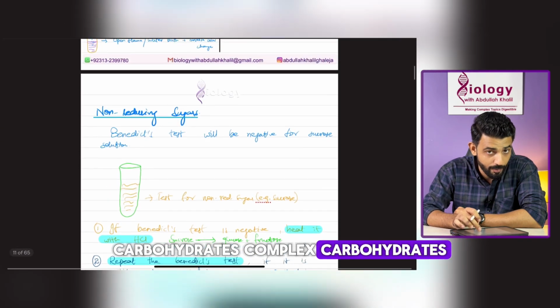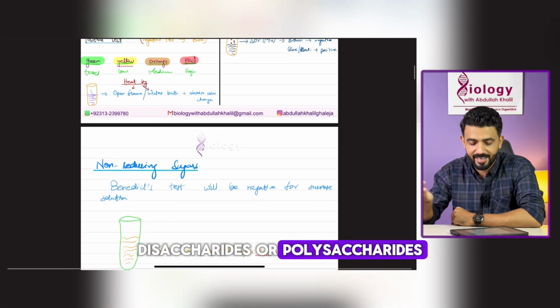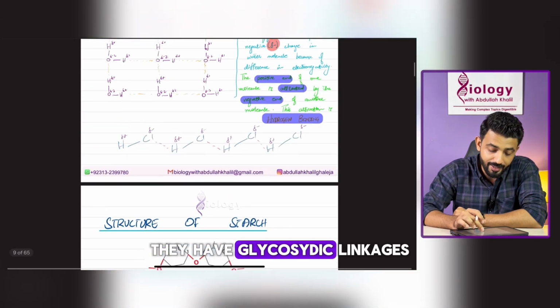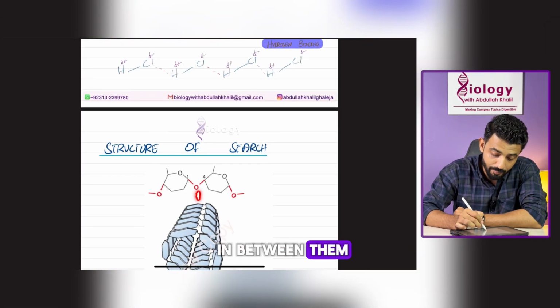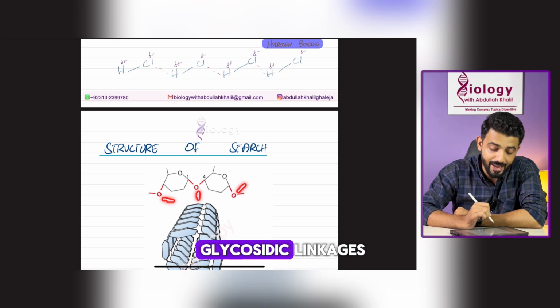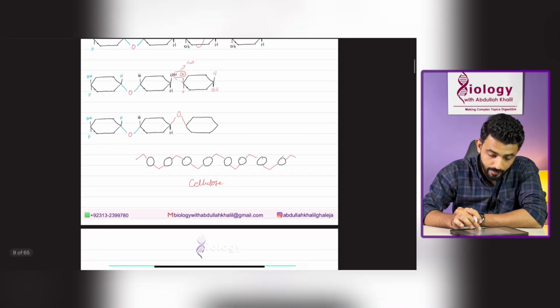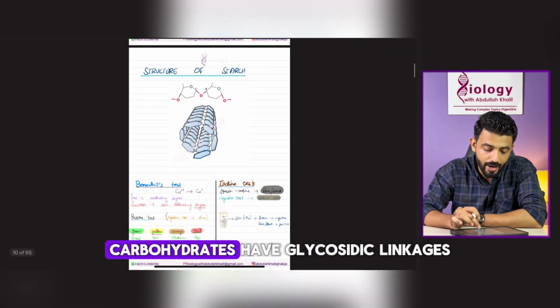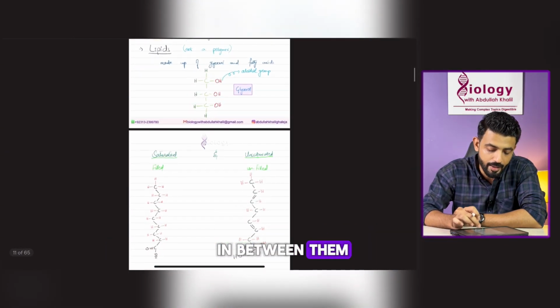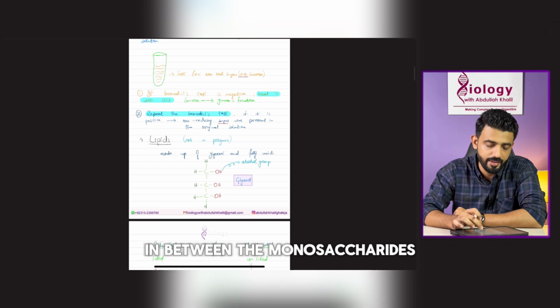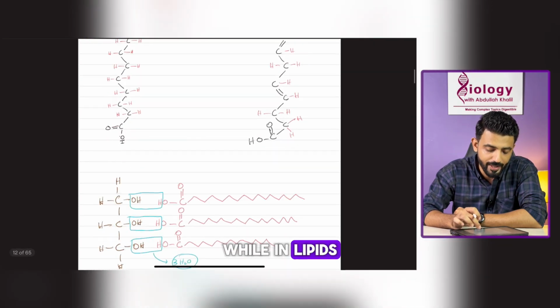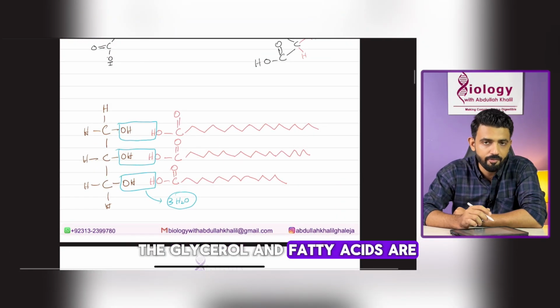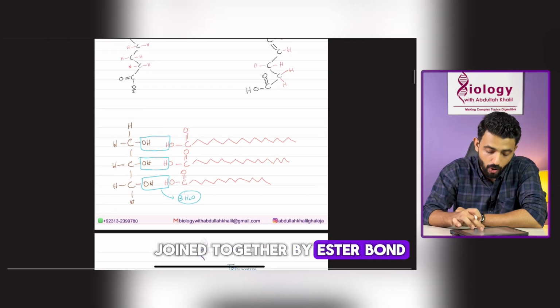Carbohydrates, complex carbohydrates, disaccharides or polysaccharides, have glycosidic linkages in between them. These are examples of glycosidic linkages. So carbohydrates have glycosidic linkages in between the monomers, in between the monosaccharides, while in lipids, the glycerol and fatty acid are joined together by ester bond.